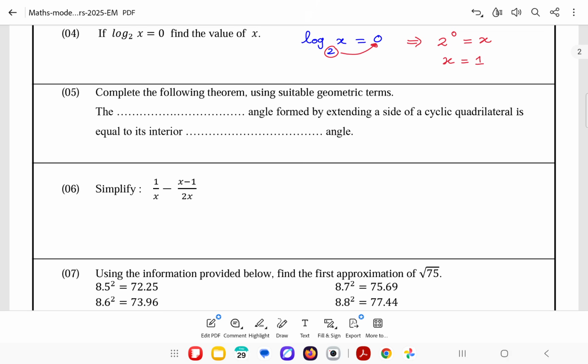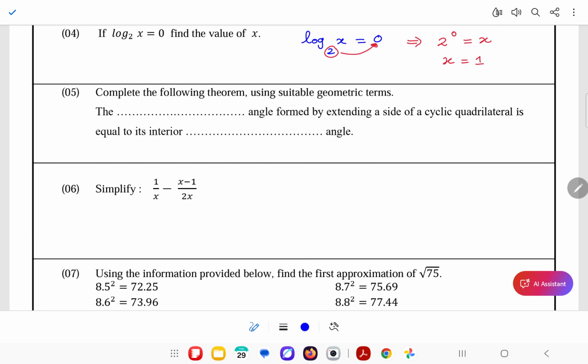Complete the following theorem using suitable geometric terms. The angle formed by extending a side of a cyclic quadrilateral. So this is what? External angle, right? That's the theorem. The external angle formed by extending a side of a cyclic quadrilateral is equal to its interior opposite angle.